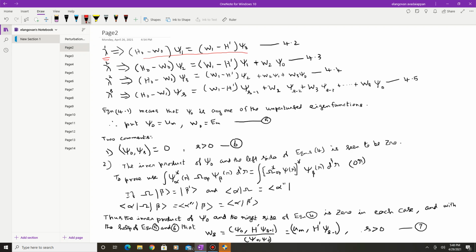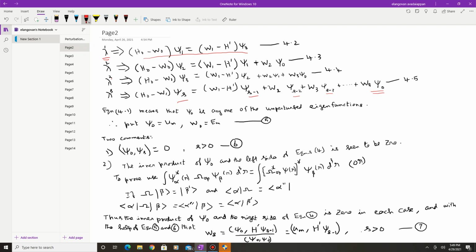Similarly, if you equate lambda power 2 on both sides, we get H naught minus W naught psi 2, which is equal to W1 minus H prime psi 1 plus W2 times psi naught, which is equation 4.3. And if you equate the coefficients of lambda power 3 on both sides, you will get equation 4.4. So in general, if we equate lambda power s on both sides, then that equation is H naught minus W naught psi s is equal to W1 minus H prime psi s minus 1, plus W2 psi s minus 2, W3 psi s minus 3, and so on, Ws psi naught. So you get equation 4.5.